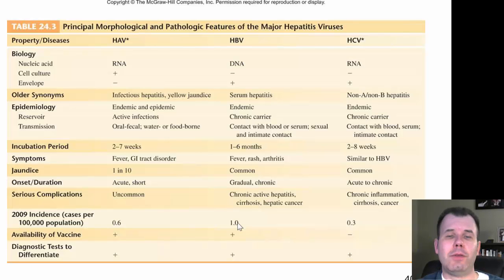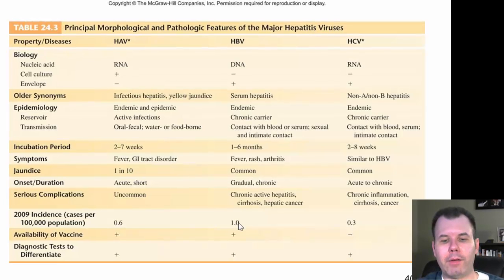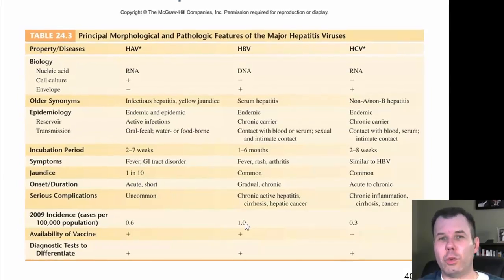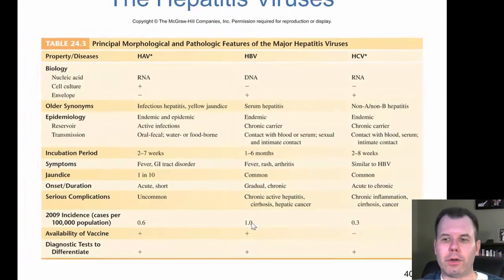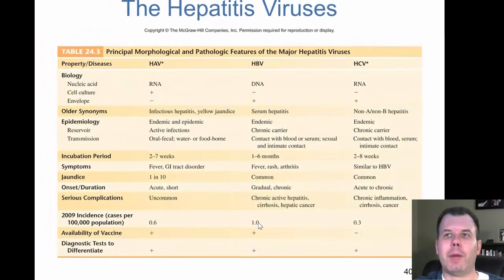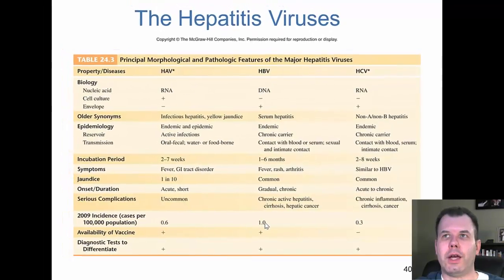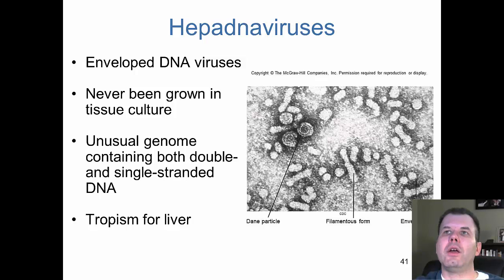And again, HPV is one of those viruses that can survive on surfaces for up to 2 weeks. So it's a pretty nasty virus in the sense that it can survive outside the body for a long duration of time. Okay, so the hepatitis B virus, which is HBV, is an enveloped DNA virus.